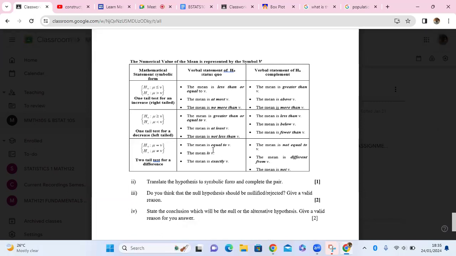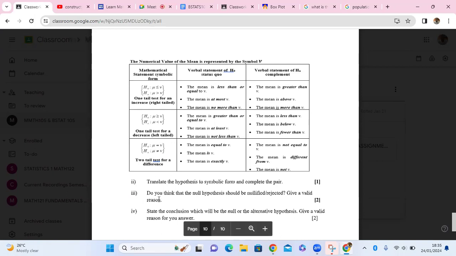The symbol for equal is the equal sign, and the alternative contradicts the equal sign. So you can use that to complete the pair, and you have to use the symbol for population mean and the value, which is 200. So that would suffice for part 2.